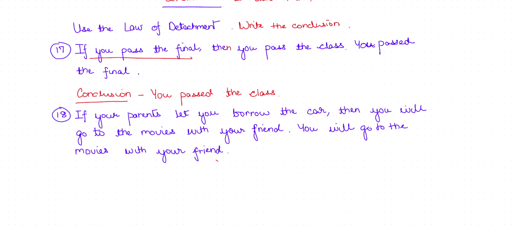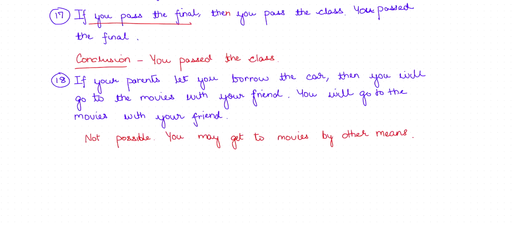We cannot use it in this case, because it's not possible. You may get to the movies by other means. So if you go to the movies with your friends, we cannot conclude that the parents let you borrow the car, because you may get to the movies by other means also.